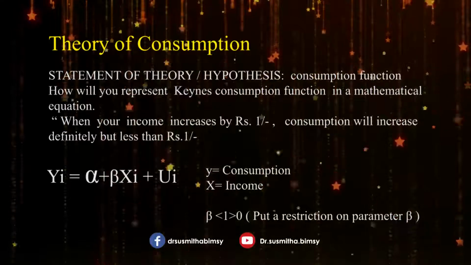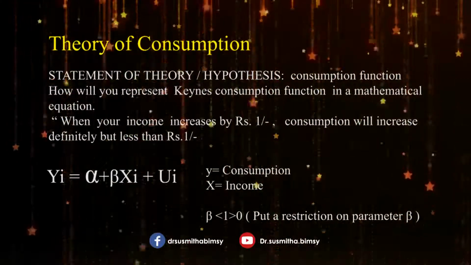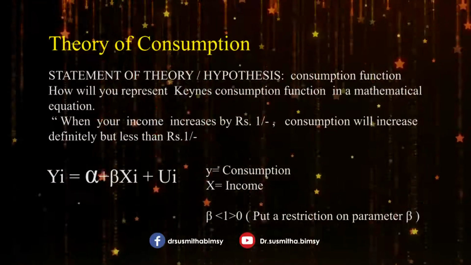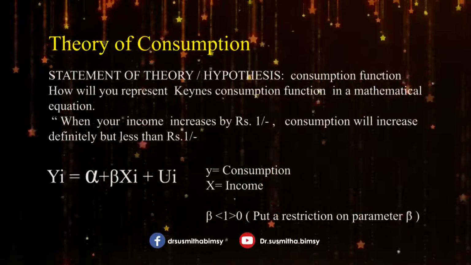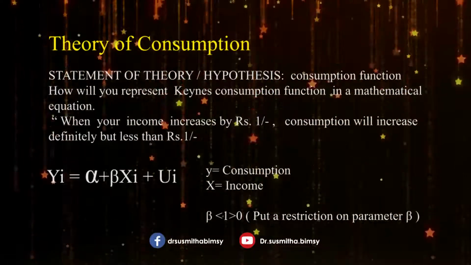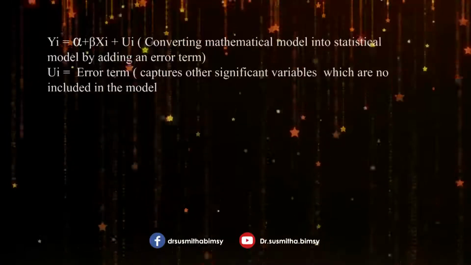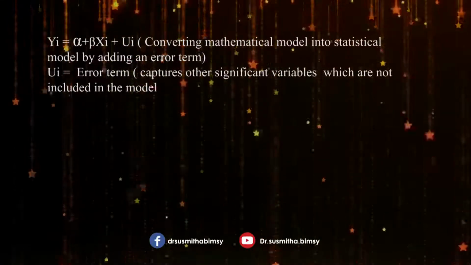As income increases, consumption also increases, right? But less than proportionately. Then how will you specify that? You have to put a restriction on the parameter beta. So beta is less than 1 but greater than 0. The equation will be like this: Yi = alpha + beta Xi + ui. Here ui is the error term.